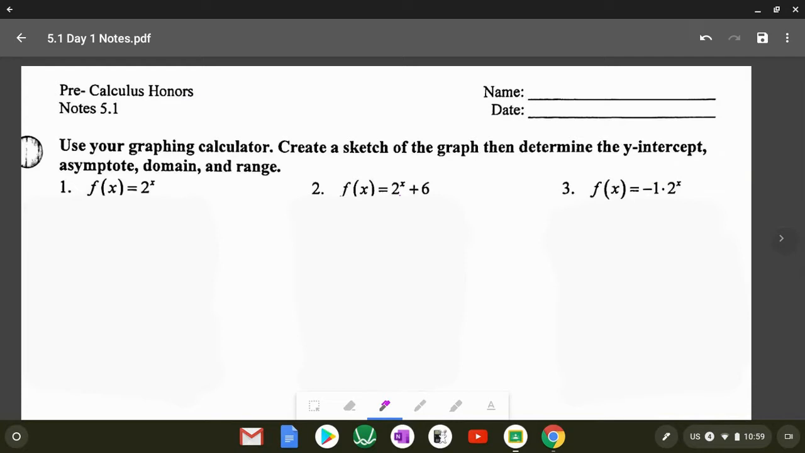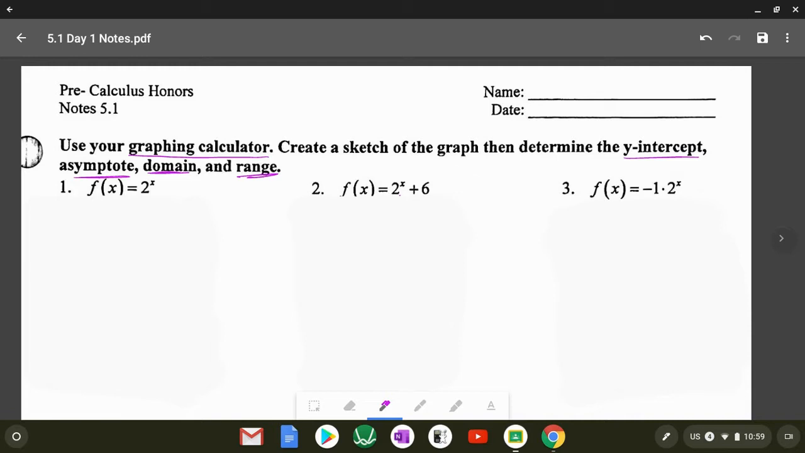on this front page, reading the directions, use your graphing calculator. So this is all in the calculator. Create a sketch of the graph, then determine the y-intercept, the asymptote, the domain, and the range. Now remember, for all exponential functions, there's a horizontal asymptote.